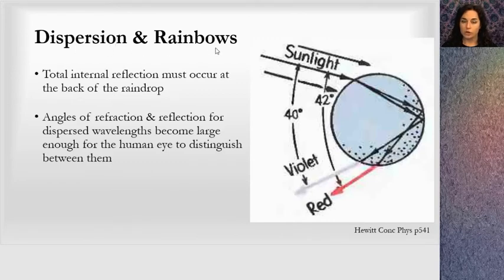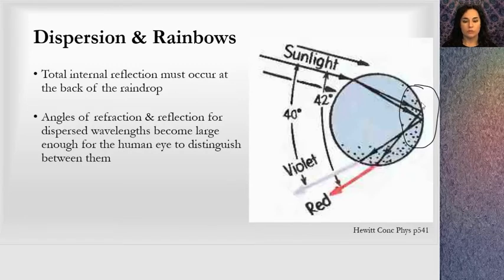When you combine those, dispersion happens with refraction for different wavelengths. And then when we get total internal reflection at the back of a raindrop, you can see that here, total internal reflection at the back of a raindrop, we get the formation of a rainbow. When you have a whole bunch of raindrops up in the air, you get a whole bunch of light, and you can see the difference between the red and the violet light and all of the spectra between.